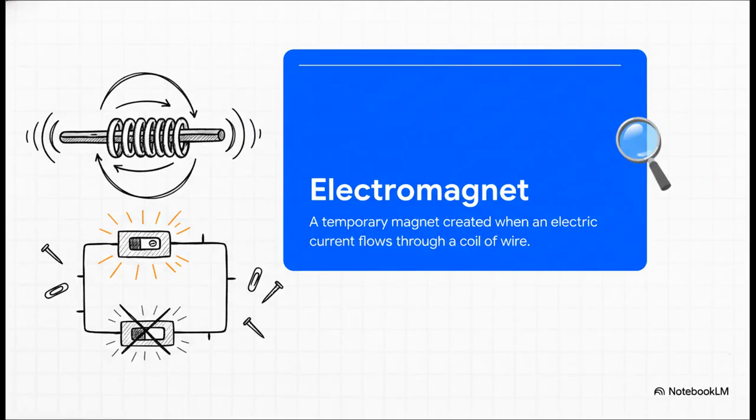So we can actually use this effect to build our own magnet called an electromagnet. All you do is take a wire, coil it up, and pass a current through it. Boom, you've got a magnet. But here's the magic trick. It's a temporary magnet. The second you turn the current off, the magnetism completely disappears. This ability to switch it on and off is what makes electromagnets so unbelievably useful.